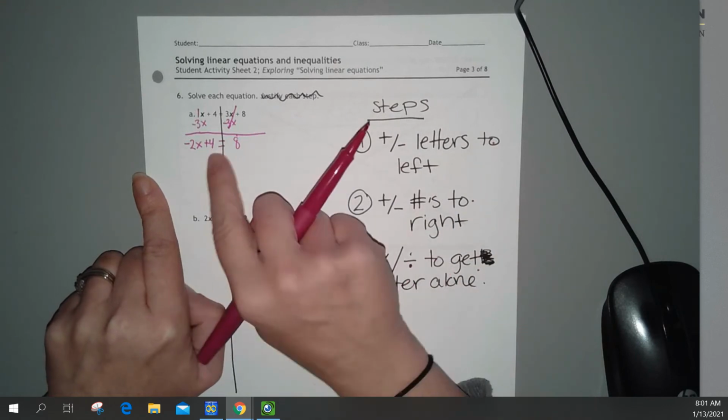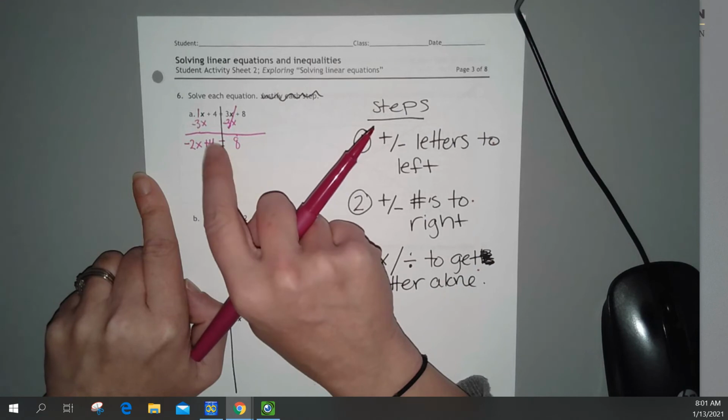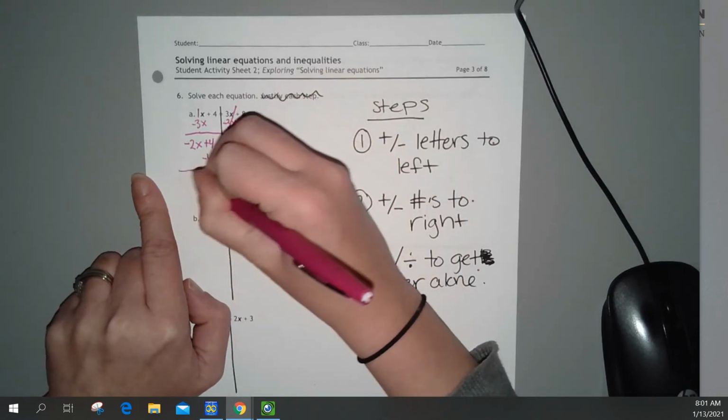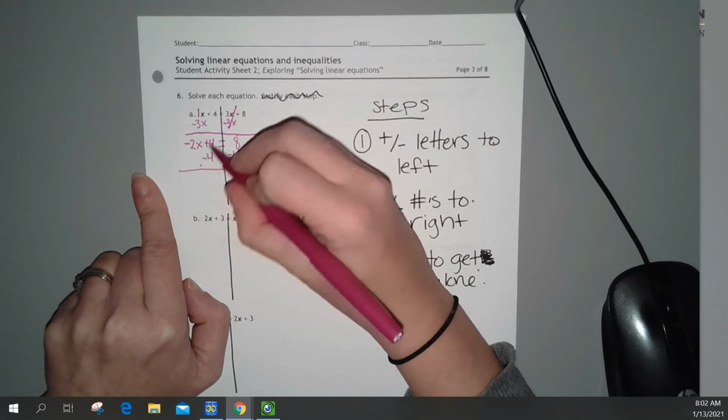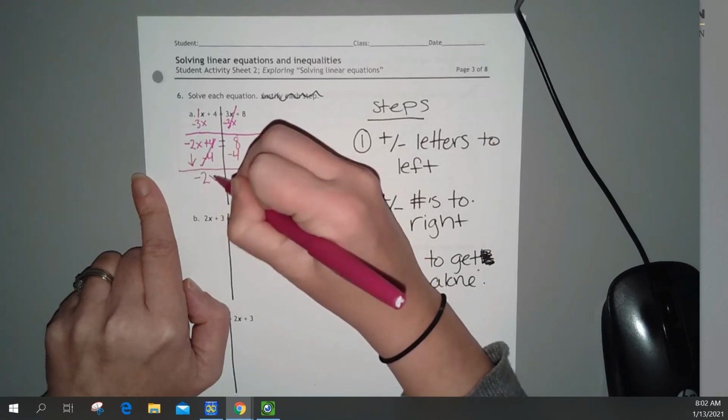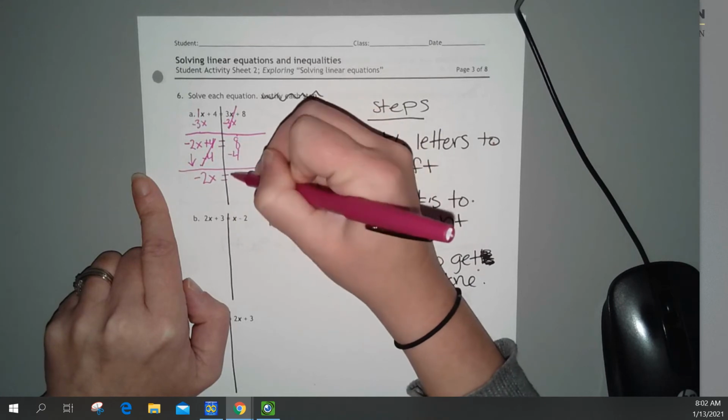Step 1 done. Step 2, plus or minus our numbers to the right. Well, my number that has to go to the right-hand side is that plus 4. So I'm going to minus 4 on both sides. 4 minus 4 gone. Bring down that minus 2x, and 8 minus 4 is 4.